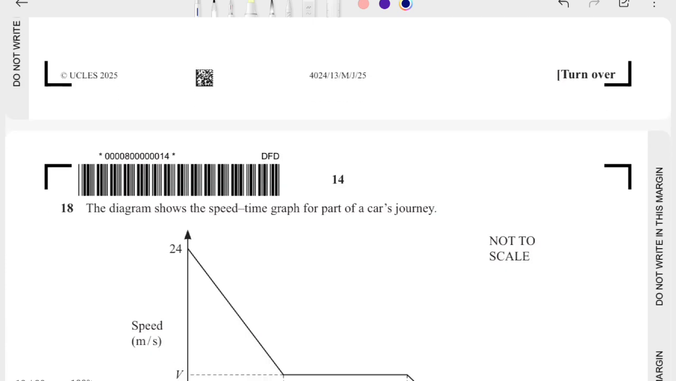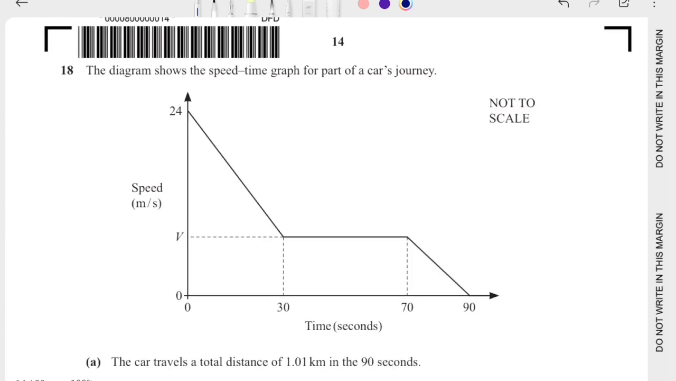Next question. The diagram shows the speed time graph for part of a car's journey. A speed time graph shows how the speed of an object changes with time. Usually time is taken on the horizontal axis and speed is taken on the vertical axis.